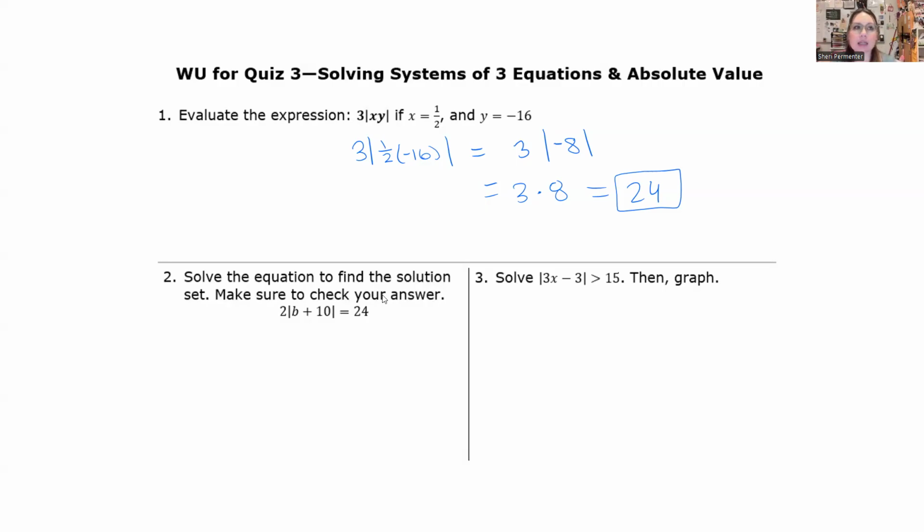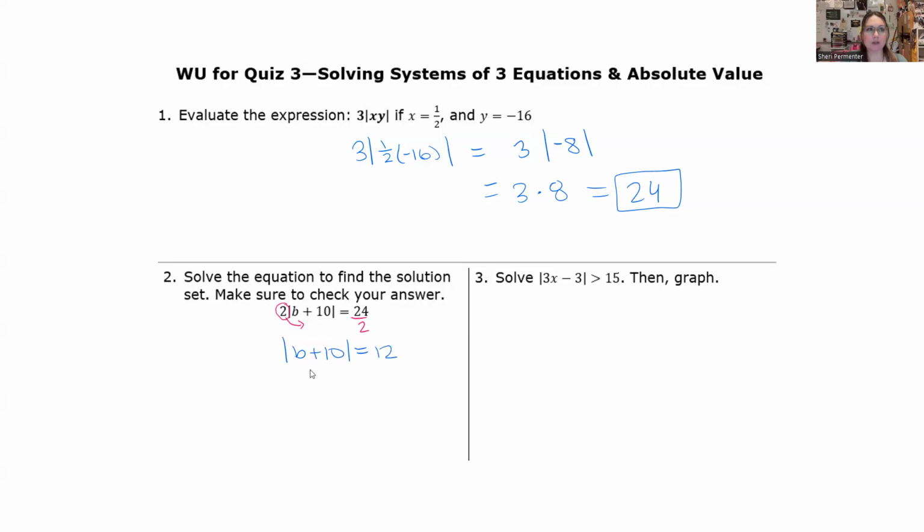So for this one, I cannot solve until I isolate the absolute value. And to isolate the absolute value, I need to do what with this 2? Divide. So I need to bring over the 2 by dividing. So I still have the absolute value of b plus 10 equals, what's 24 divided by 2? 12. All right, now my absolute value is isolated.